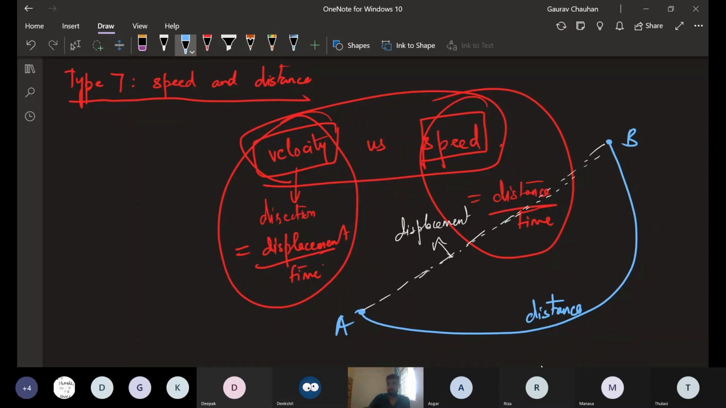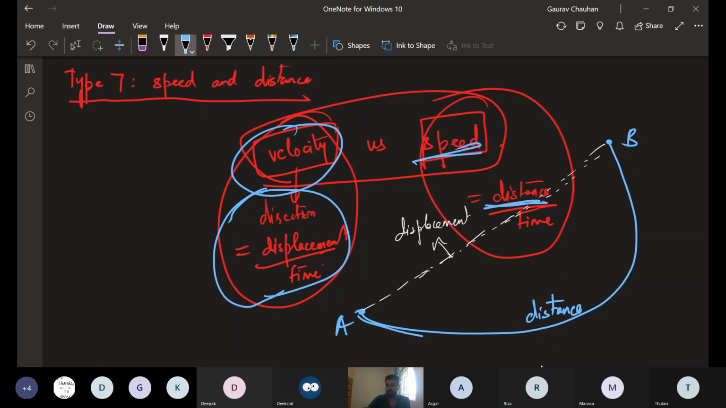All right, now our question. Why did I bring this to your attention? Because the questions we're going to do in maths will not involve much of velocity, that is direction and displacement. We will not think much about that. We're only going to concern ourselves with speed and distance. That's the type of questions in this type 7.